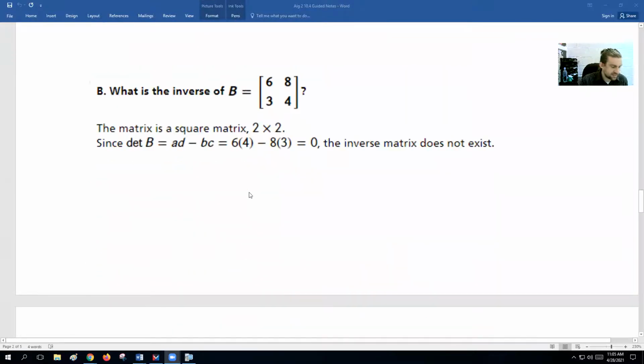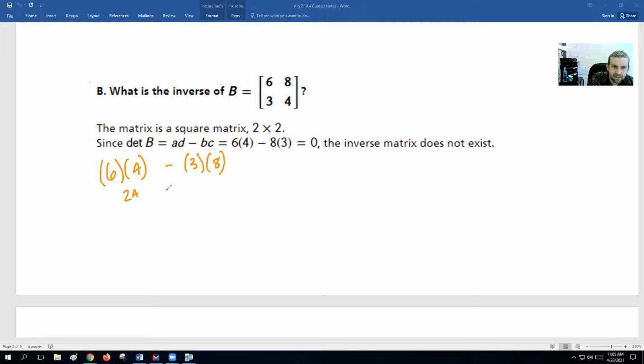So let's use that technique to find this one here. So first let's find the determinant. If we try to do the determinant, 6 times 4 is what? 6 times 4 is 24, minus 3 times 8 is 24. Okay, so that's 0. We can't do that here, so we're not even going to try to do the inverse.